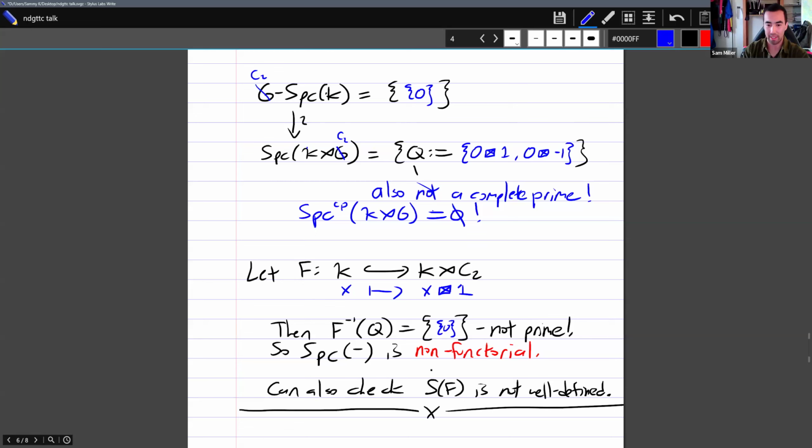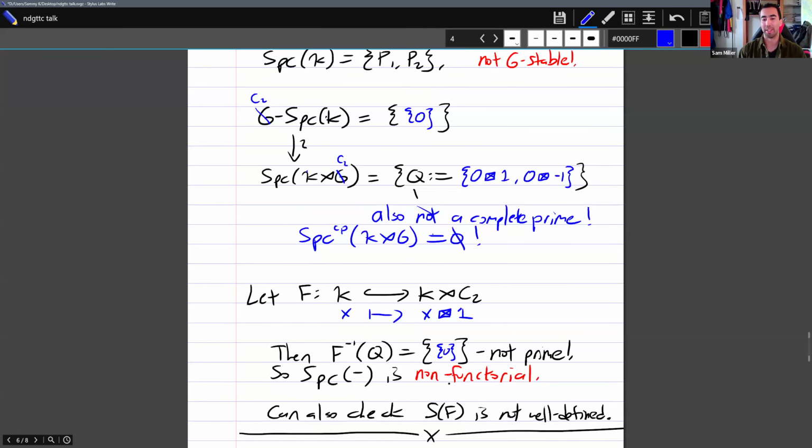And one can also check that similarly if one looks at the category of supports and looks at the precomposition by F, this also is not well defined either. So yeah, here's our concrete example of where the non-commutative Balmer spectrum fails to be functorial.